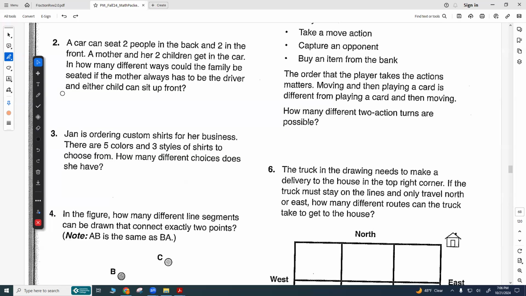Since the mother's always going to move. Yes, right. And we basically have 2 people rotating between 3. Okay, let's look at number 3.